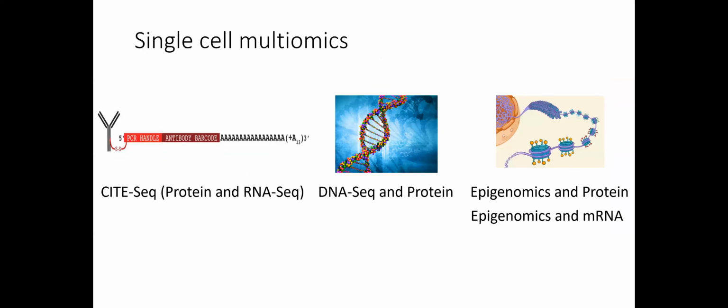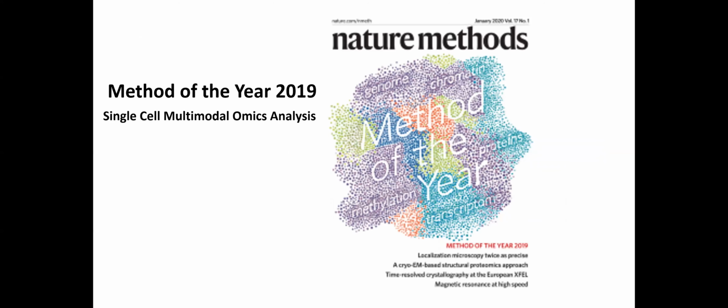These very important areas are now being expanded on by single-cell multiomics. We're starting to realize that we can look at proteins and RNAs at the same time, or DNAs and proteins, and even look at epigenomic type questions with proteins and mRNA. Because of the power of being able to do this multiomics, again, single-cell multimodal omics analysis was selected as Method of the Year in 2019.